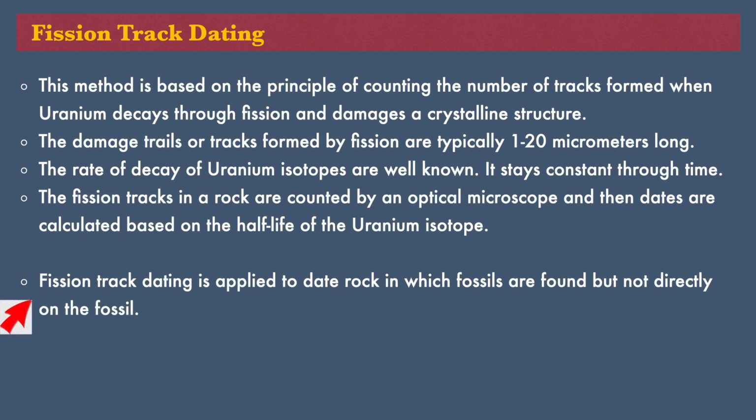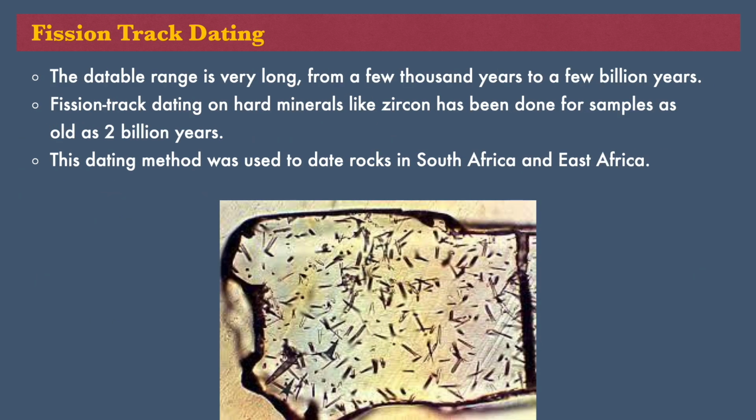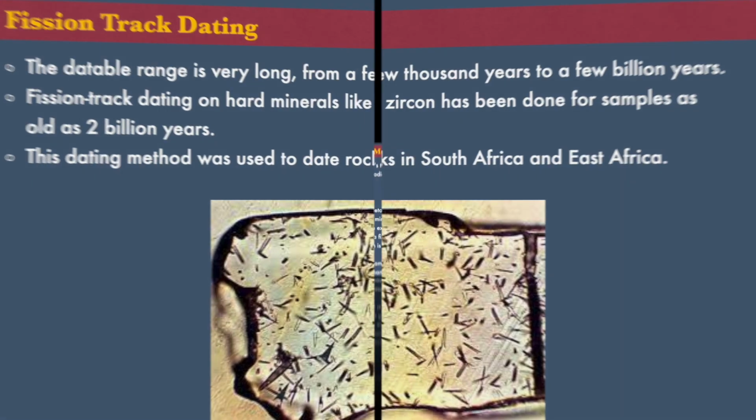This dating technique is applied to date the rock in which fossils are found, not the fossil itself. The datable range for the fission track dating technique is quite long. A sample having an age from a few thousand years to a few billion years can be dated using this method. This technique has been successfully used to date hard minerals like zircon as old as 2 billion years. This method has been used to date rocks in South and East Africa.